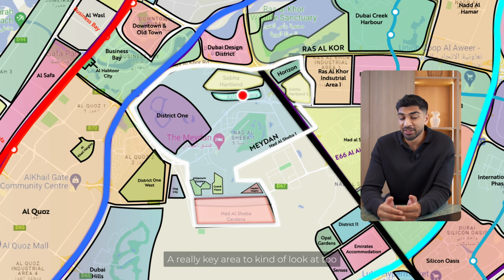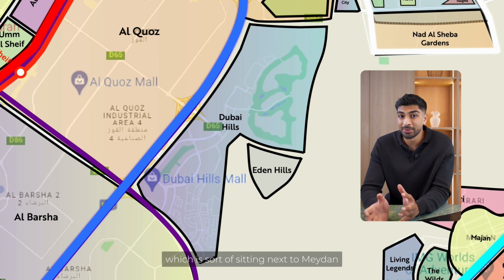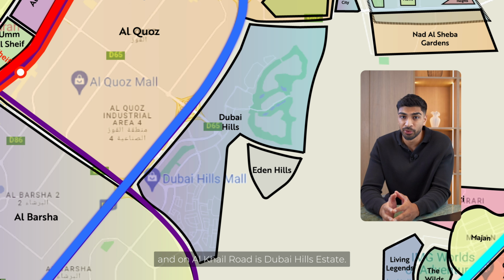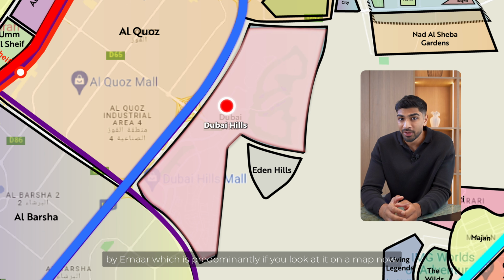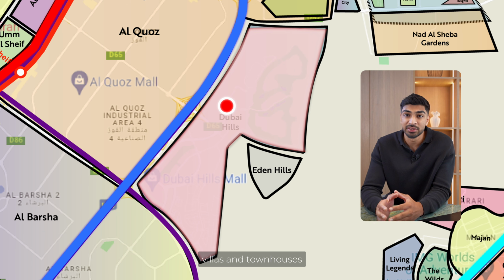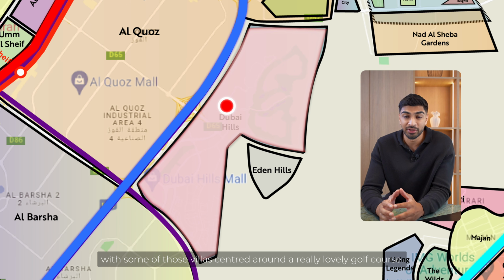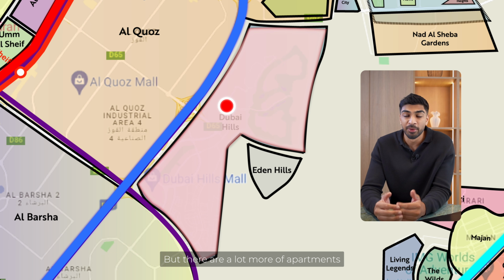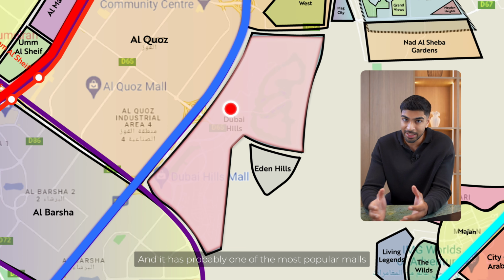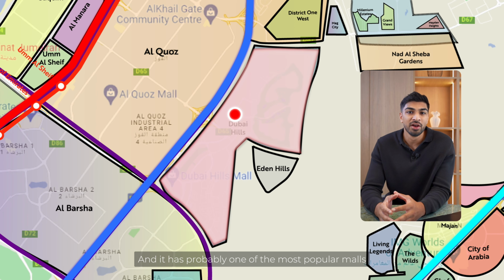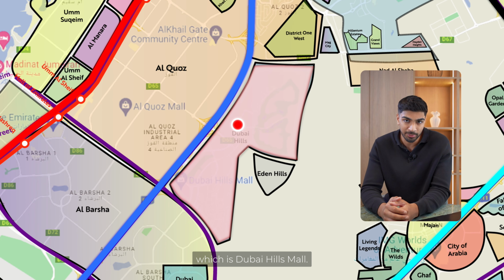A really key area to look at too, which sits next to Meydan and on Al Khail Road, is Dubai Hills Estate. It's a very good community developed by Emaar, which, if you look at it on a map now, is predominantly villas and townhouses, with some of those villas centered around a really lovely golf course. But there are a lot of apartments coming online in the next few years in this area. And it has probably one of the most popular malls for the residents of Dubai, which is Dubai Hills Mall.